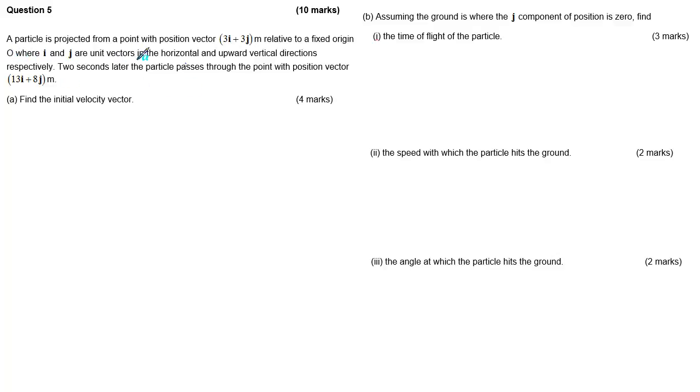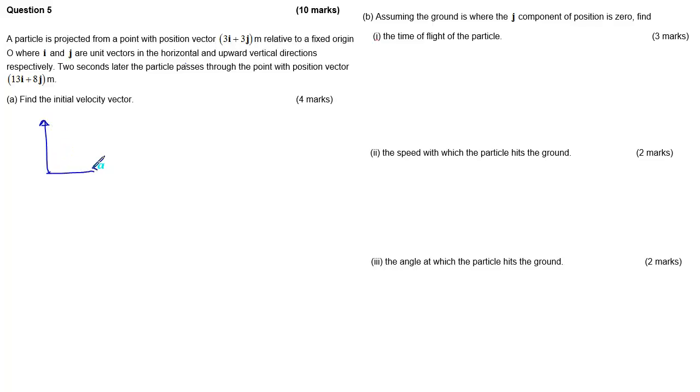A particle is projected from the point with position vector 3i plus 3j meters relative to a fixed origin O, where i and j are unit vectors in the horizontal and upward vertical directions respectively. 2 seconds later the particle passes through the point with position vector 13i plus 8j meters. We want to find the initial velocity vector.